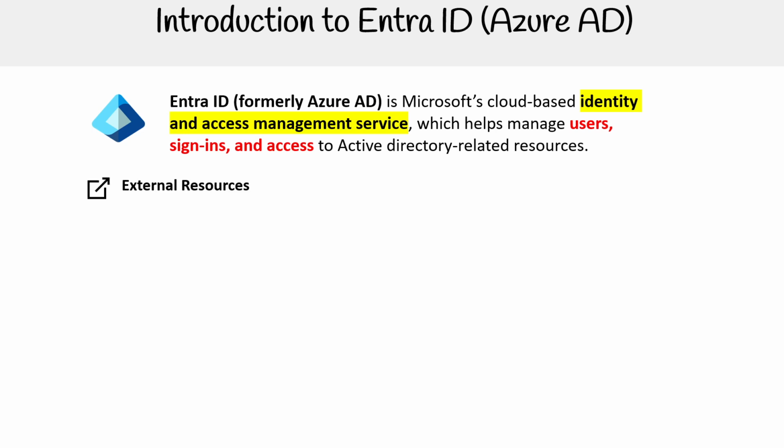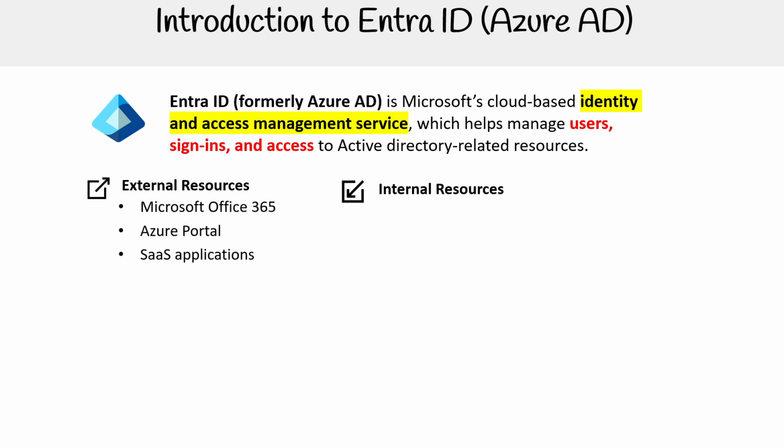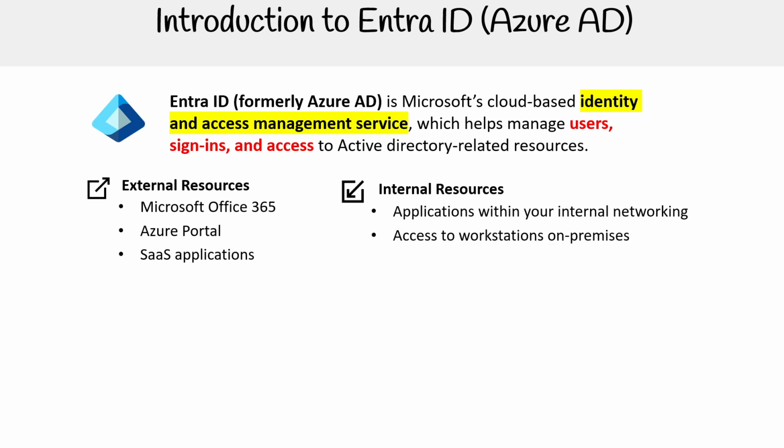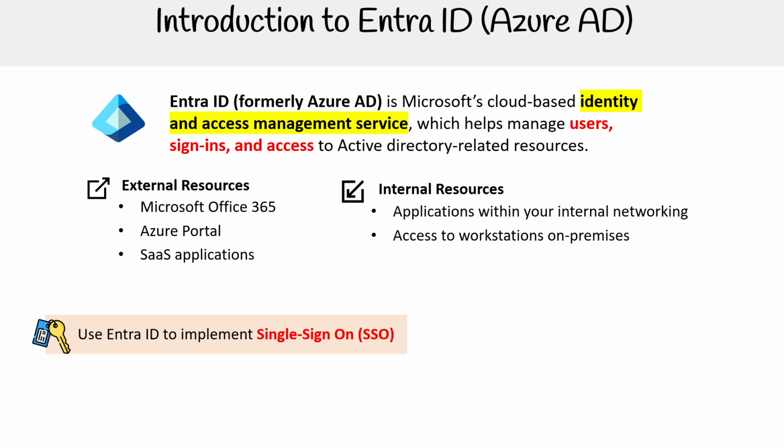So if we're talking about external resources, it's used to log into Microsoft Office 365, the Azure portal, SaaS applications. We have internal resources like apps that you've built for your internal network, access to workstations on premise. So some companies will have a suite of computers and they want to make it so you can sign on in a single click. And yeah, Entra ID implements single sign-on.